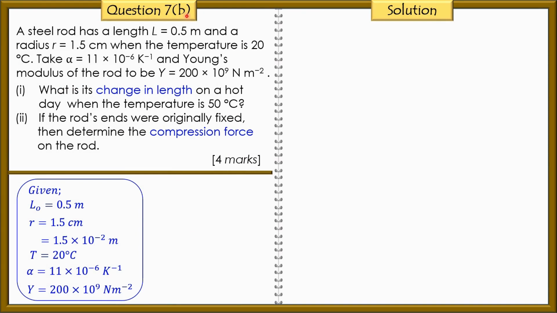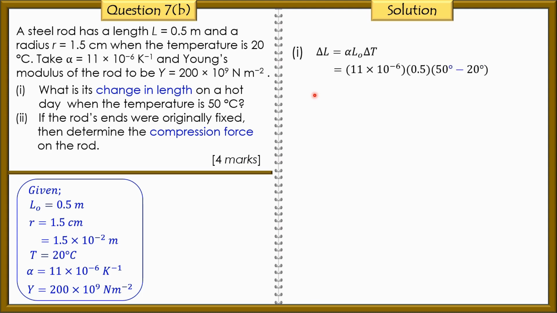Question number 7b. A steel rod has a length of 0.5 meter and a radius of 1.5 centimeter when the temperature is 20 degrees Celsius. Take alpha equal to 11 times 10 power negative 6 per Kelvin, and the Young modulus of the rod is 200 times 10 power 9 Newton per meter square. Alpha is actually the coefficient of linear expansion. Referring to the information given, you need to calculate the change in length on a hot day when the temperature is 50 degrees Celsius.